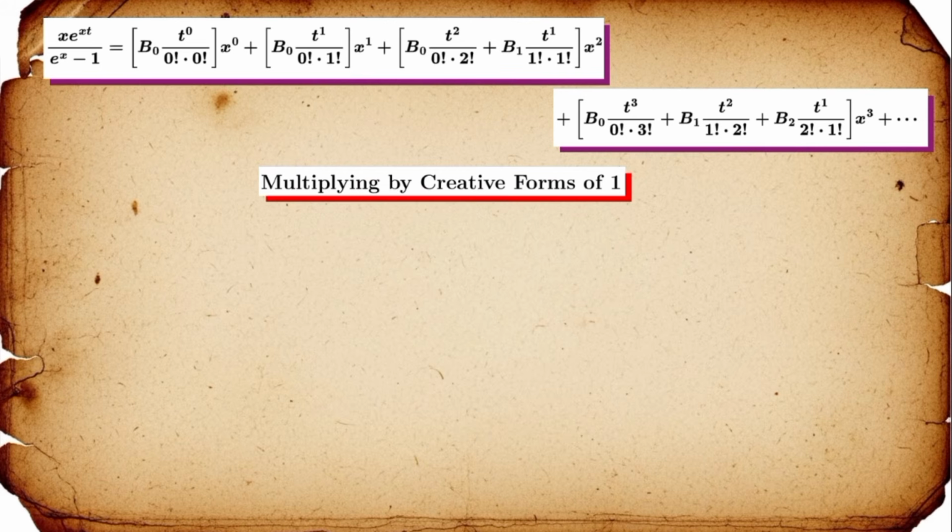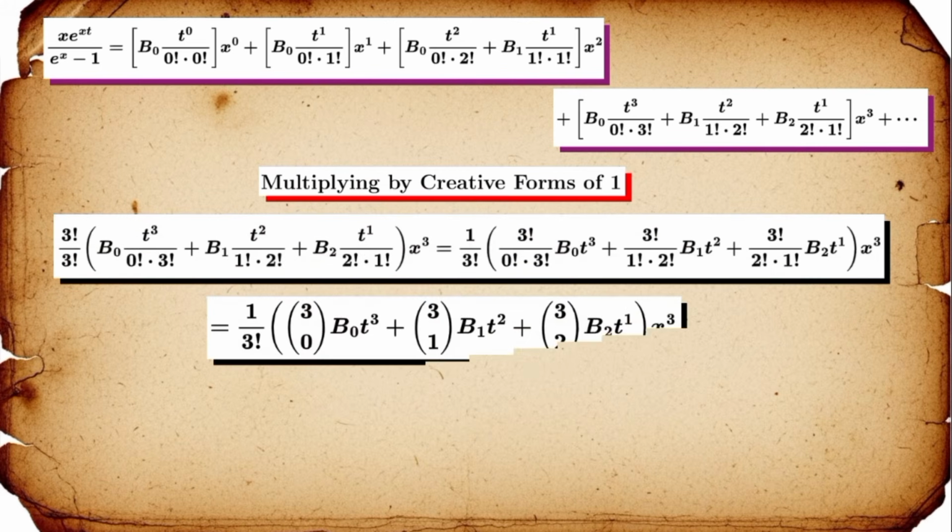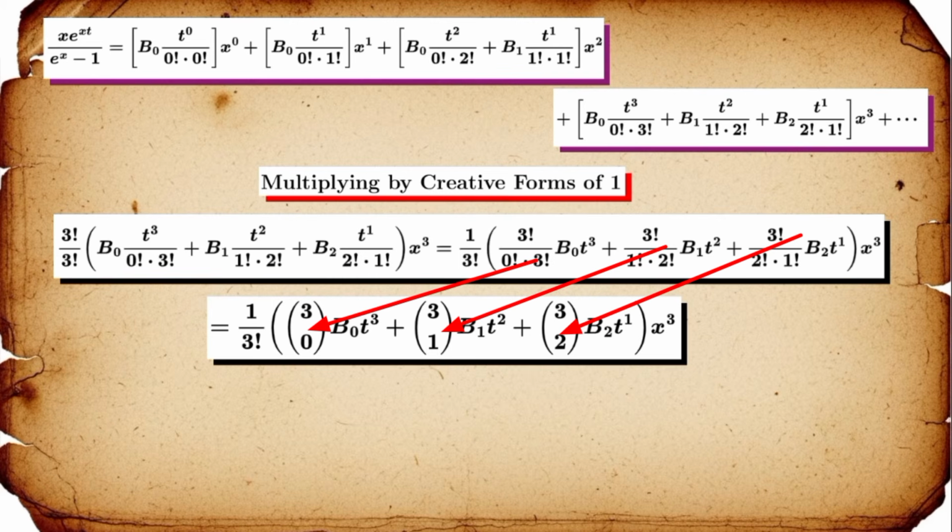Again, we multiply and divide the coefficient of x to the n by n factorial. Let's do this for the x cubed term. The detailed calculation is displayed, showing how 3 factorial is distributed. The fractions become binomial coefficients as shown. 3 factorial over 0 factorial times 3 factorial equals 3 choose 0. 3 factorial over 1 factorial times 2 factorial equals 3 choose 1. 3 factorial over 2 factorial times 1 factorial equals 3 choose 2.